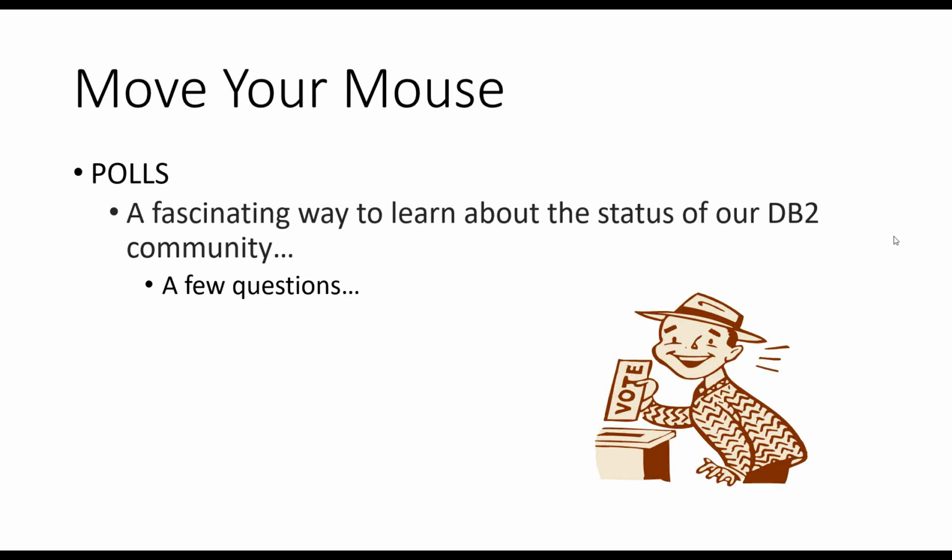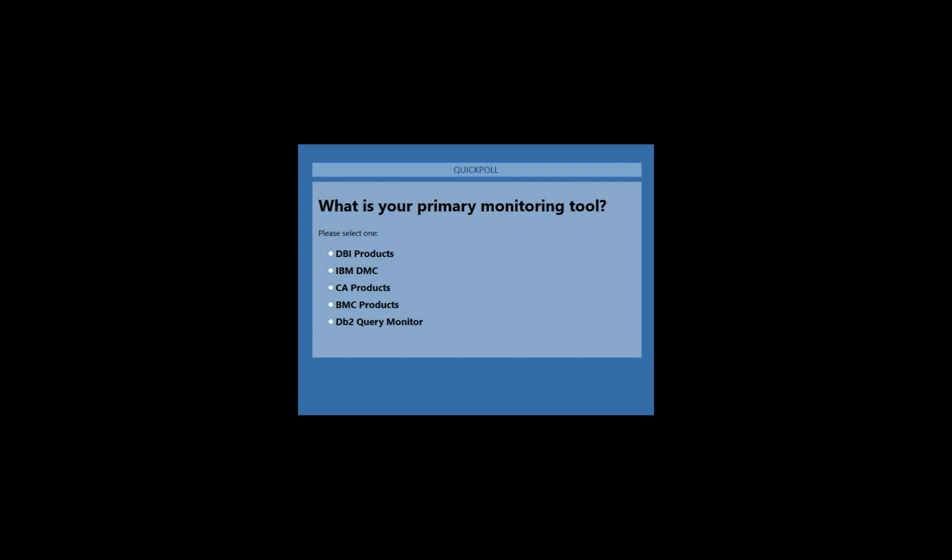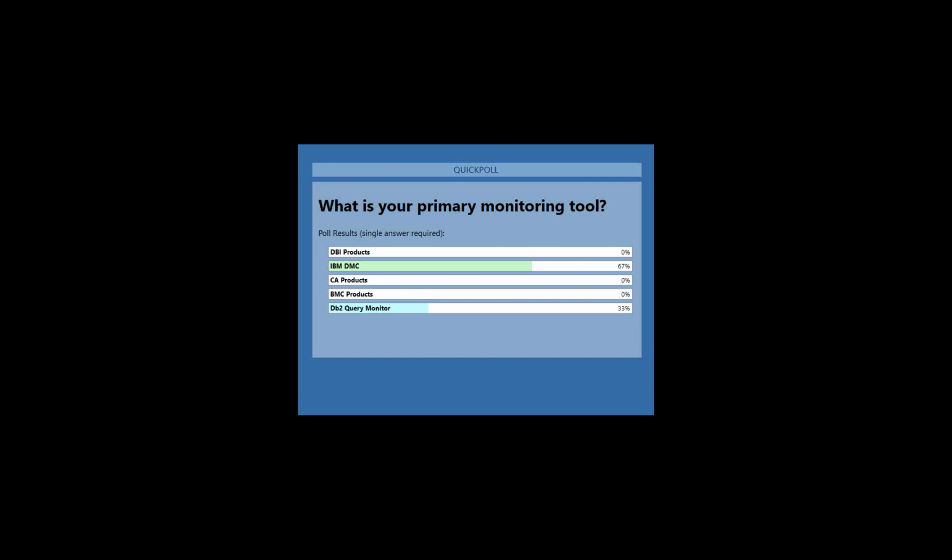Right. What is your primary monitoring tool? DPI product, DMC, CA products, BMC products. It includes both LUW and Z here. Collecting the responses, closing the poll, sharing the result. I think we have an opportunity here for the DBI product. I don't see anybody using DBI. We have DMC and then query monitor on the Z side of it.